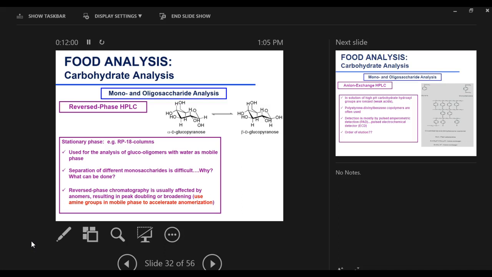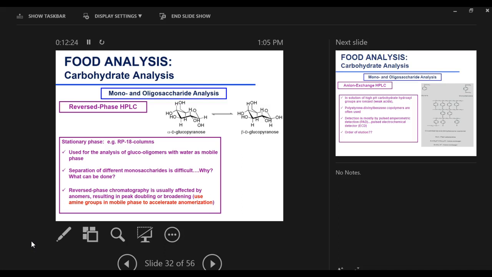Could you please say that again? Explain this to me. Okay. So if I have anomers, instead of having one peak of my compound, if I have anomers that continuously exchange between alpha and beta, then when they interact with the column, they interact slightly differently, so you end up with a peak that is split.